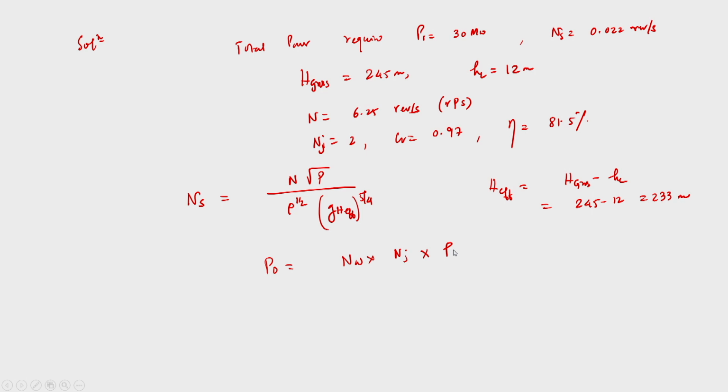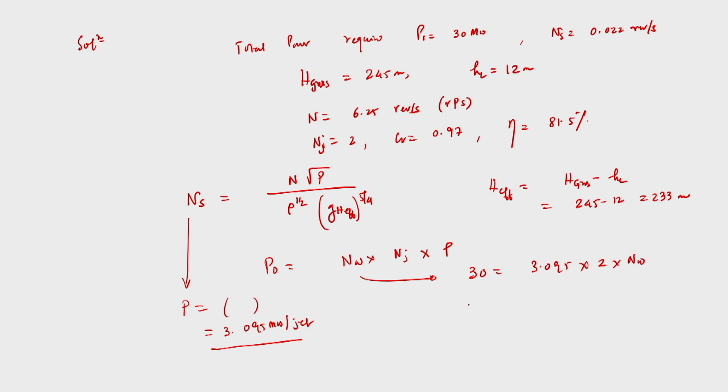So P we will get from that expression of specific speed. Because Ns is given, we will calculate P, and that comes out to 3.095 megawatt per jet, because this is valid for a single jet. So from this expression, P naught is 30 megawatt, and this is 3.095 into 2 into NW. Therefore, NW, number of wheels, will be equal to 4.85, which is almost equal to 5.